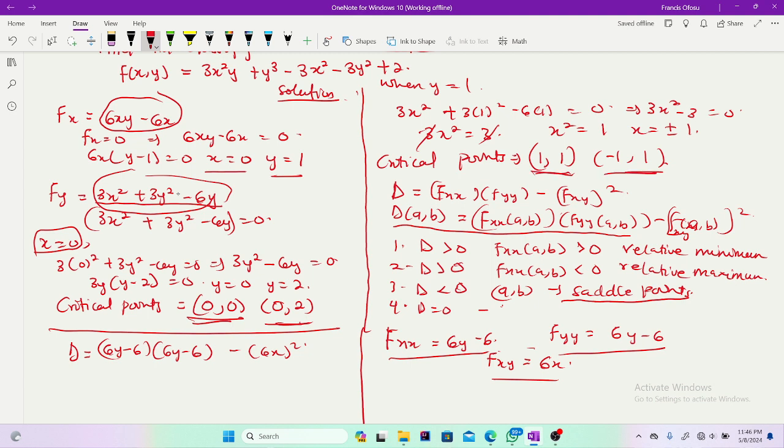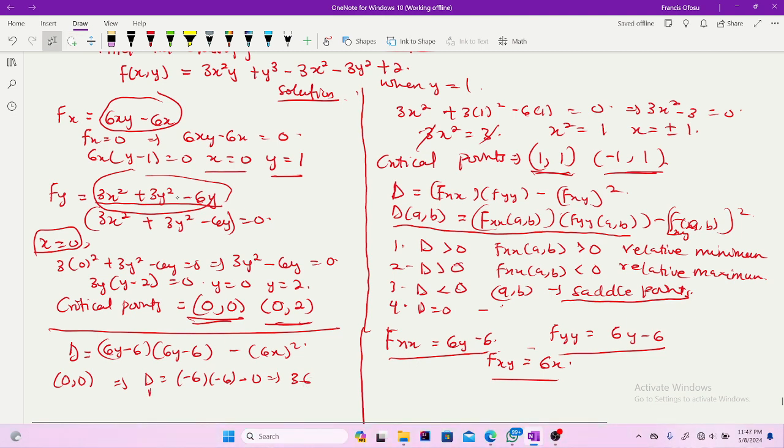Okay, so for me to classify them, I'll start with the (0, 0). So classification of the (0, 0). I have to put the various components. So when I put 0 here, my d is equal to negative 6 times negative 6, right? So I'll just get positive 36, minus, when x is 0, everything will be 0, minus 0. So this is giving me 36. So if d is 36, meaning that d is greater than 0. So the first condition is satisfied.